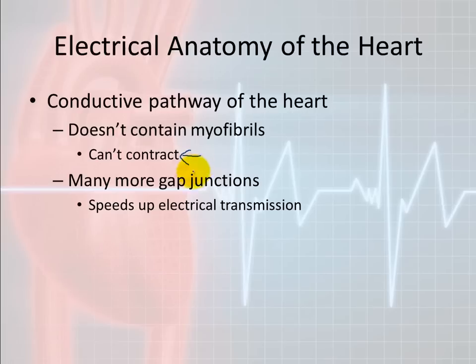So to do this, there are a lot more gap junctions. And if you remember what gap junctions are, those are the little holes in the intercalated discs that allow the ions and the electrical impulse to propagate down the cell. So because there's so many more gap junctions, it speeds up the electrical transmission, making this the high-speed conduction system.